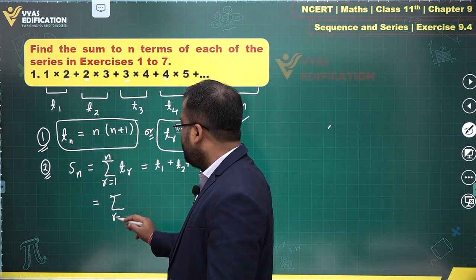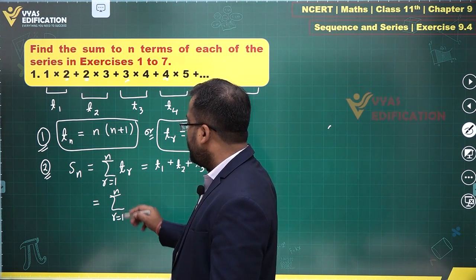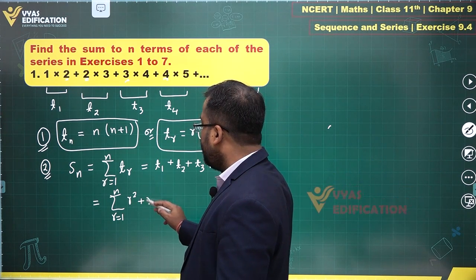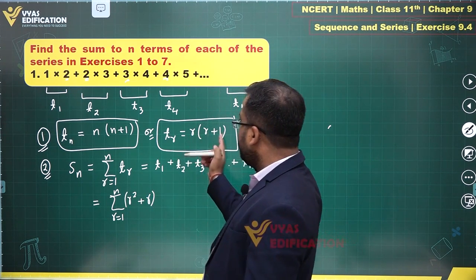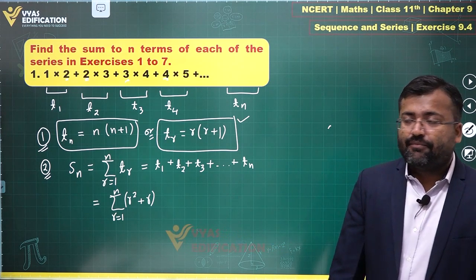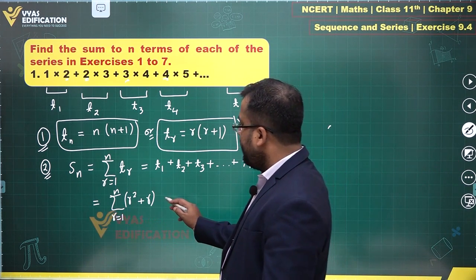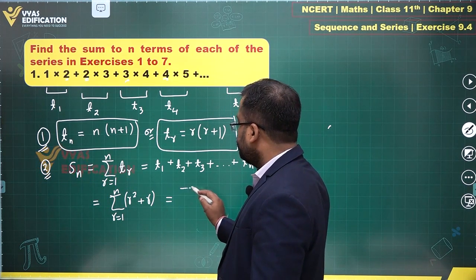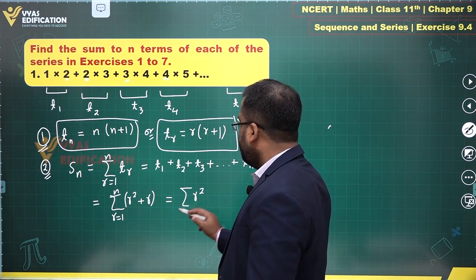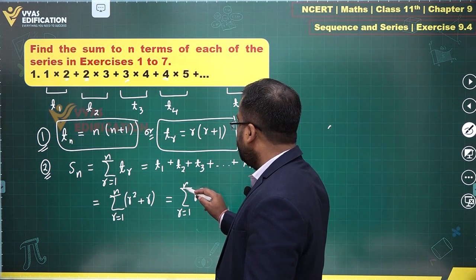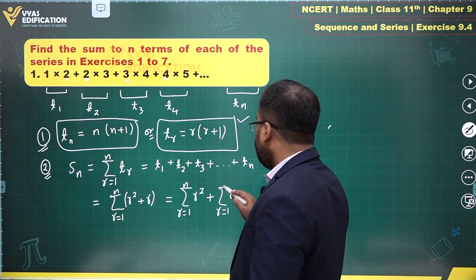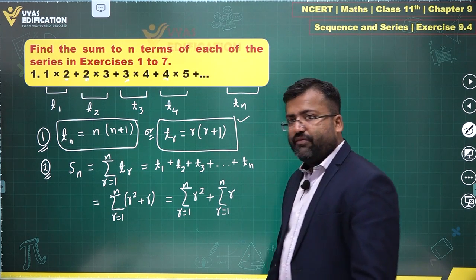Summation of TR from r is equal to 1 to n. TR is actually r square plus r. What have we done? I've simply multiplied that r inside. And how does that help? That simply helps that now I can separate the two summations: summation of r square, r is equal to 1 to n, plus summation of r, r is equal to 1 to n. That's what we are interested in, right?